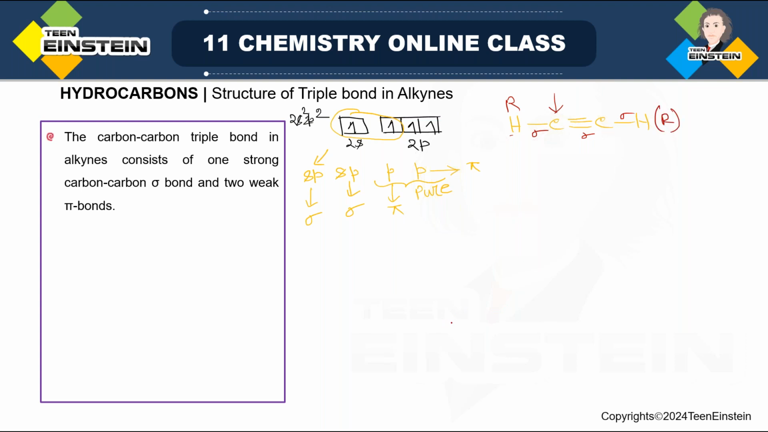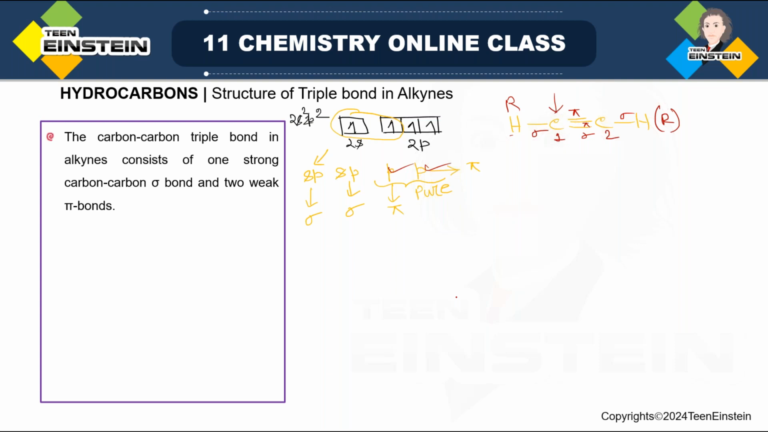Suppose this is carbon number 1, carbon number 2. I'm just talking about carbon number 1. So carbon 1 is using one sigma bond for one H or R. Another sp orbital is used for sigma bond formation with the second carbon atom. And these two are pi. That is, carbon is using its two pure p orbitals for pi bond formation with the second carbon. And the same explanation is also true for carbon number 2.